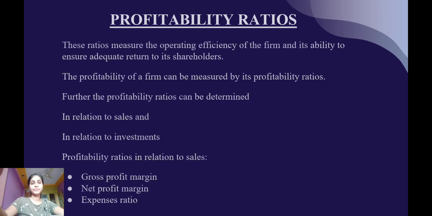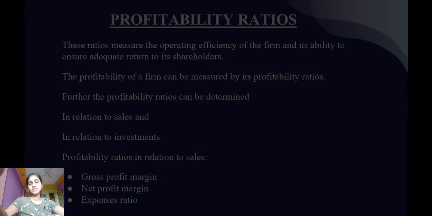Profitability ratio. These ratios measure the operating efficiency of the firm and its ability to ensure adequate return to its shareholders. Further, the profitability ratio can be determined in relation to sales and in relation to investment. Profitability ratio in relation to sales is gross profit margin, net profit margin, and expenses ratio.